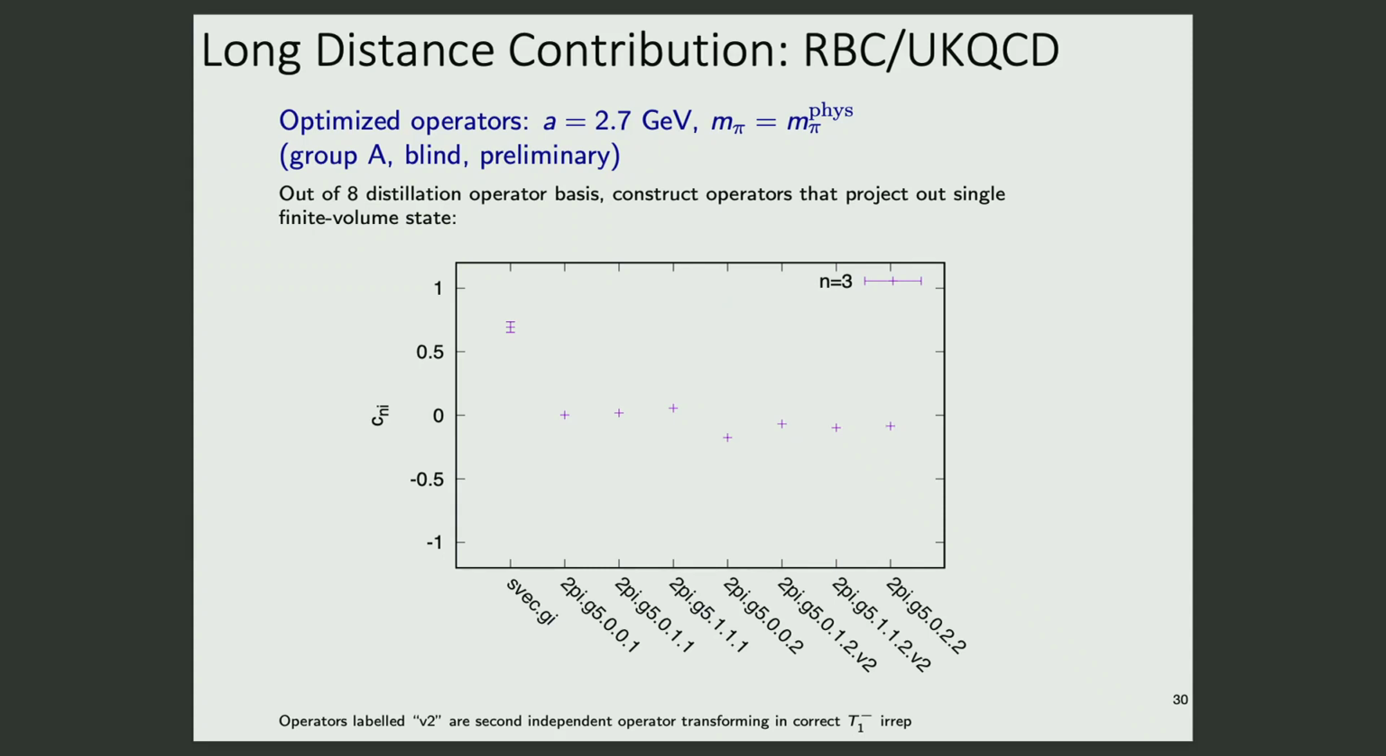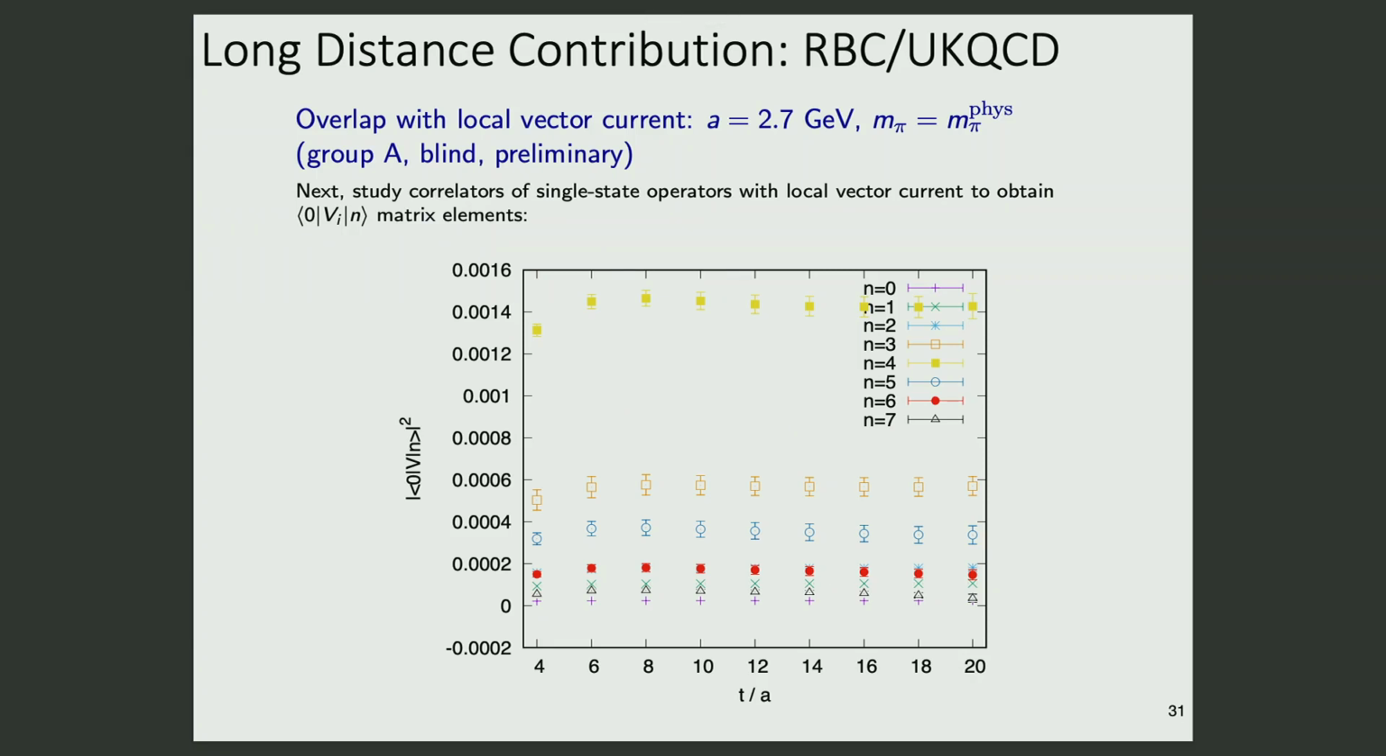So if you take those coefficients or eigenvectors from the GEVP, you can reconstruct the overlap with the vector current between each of these individual states. And from these overlaps and the energies, you simply reconstruct the correlation function for those 8 states.